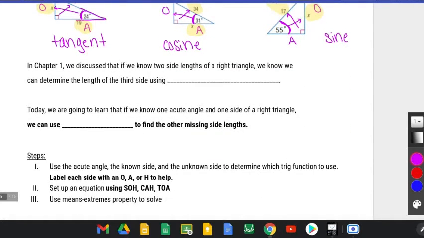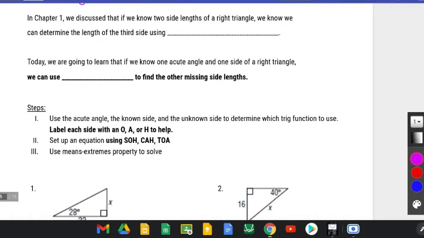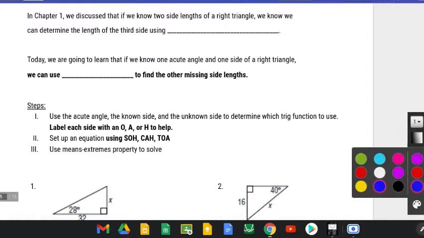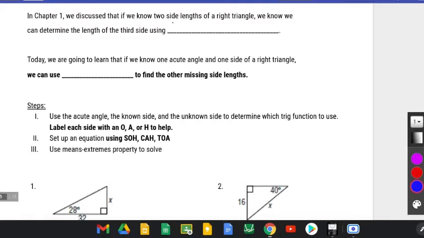In chapter 1, we talked about if we know two sides of a right triangle, then we can find the third, and we can find that third using the Pythagorean theorem. But today we're going to learn that if we know one acute angle and one side of a right triangle, then we can use trig, or trig functions, to find the other missing side lengths.